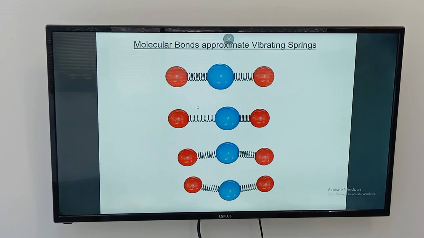This is an imaginative diagram of how molecule bonds approximate a vibrating spring, okay? You can see the molecule in the resting state. Here on the left, a force is applied to the spring, so it extends a bit more. And in the final one, force is applied to both sides.